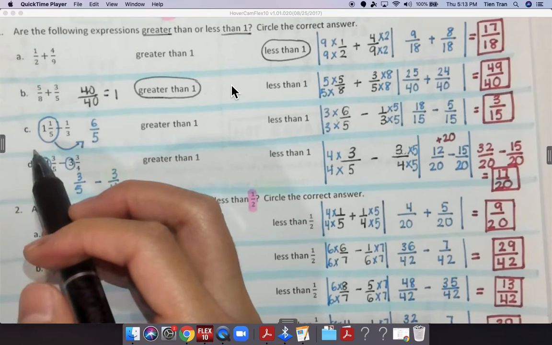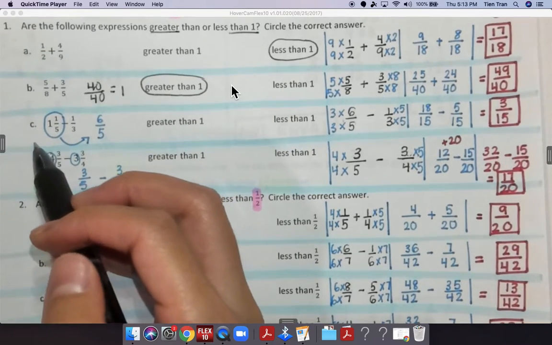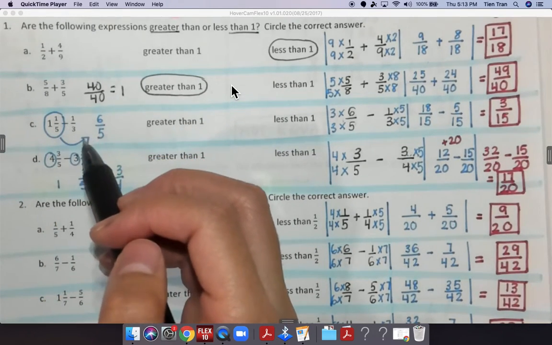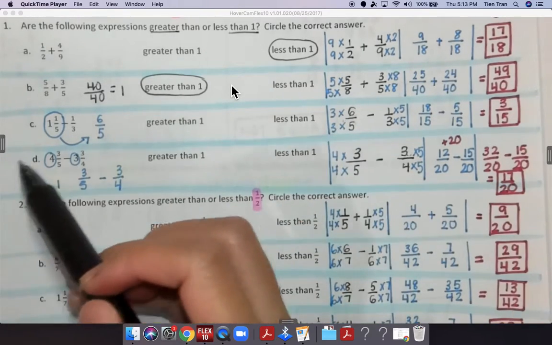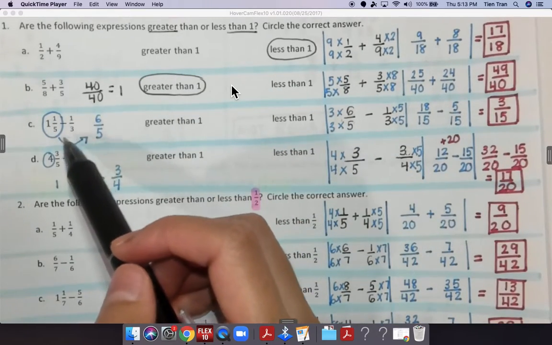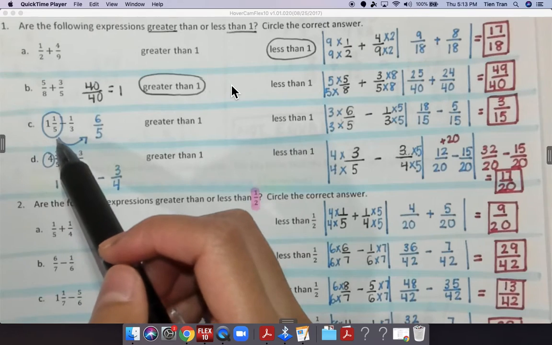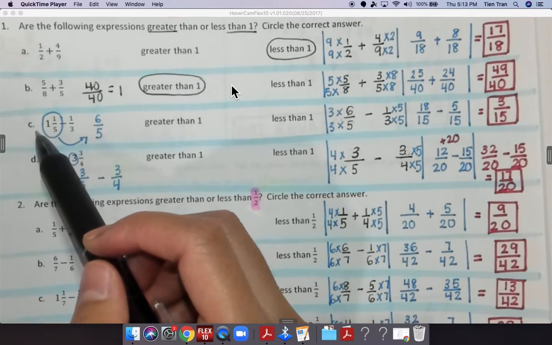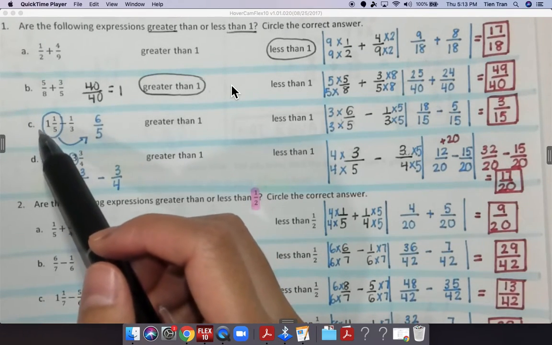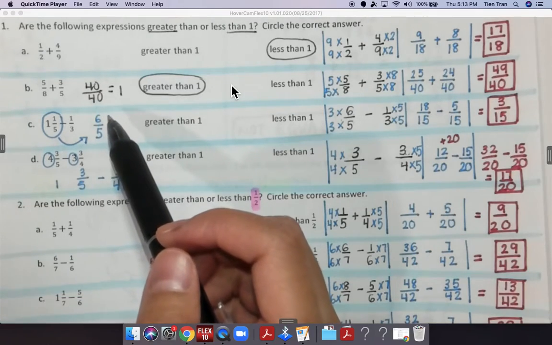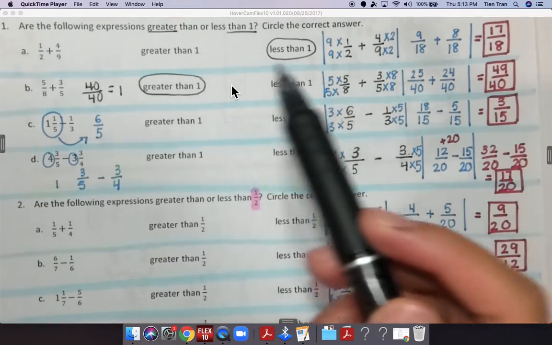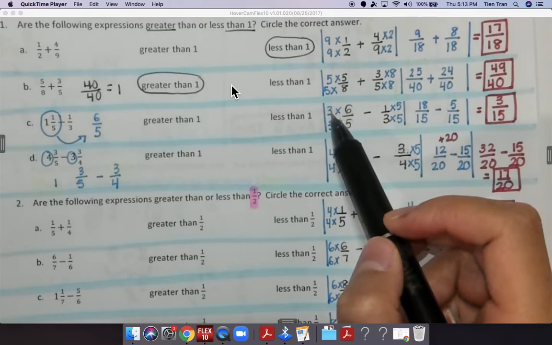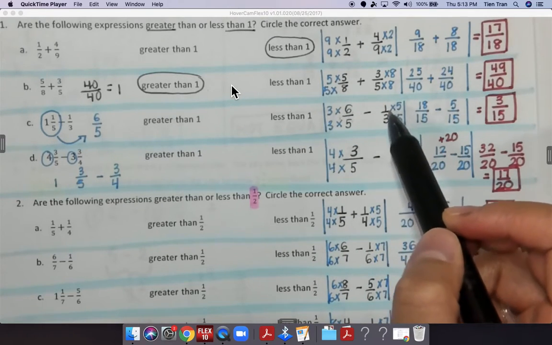For this problem, we have here a subtraction problem. We have 1 and 1/5 minus 1/3. So what I'm going to do is I change 1 and 1/5 to 6/5. I changed it by multiplying 5 times 1, which is equal to 5, and 5 plus 1, which is equal to 6. My denominator is 5. So I have 6/5 minus 1/3.